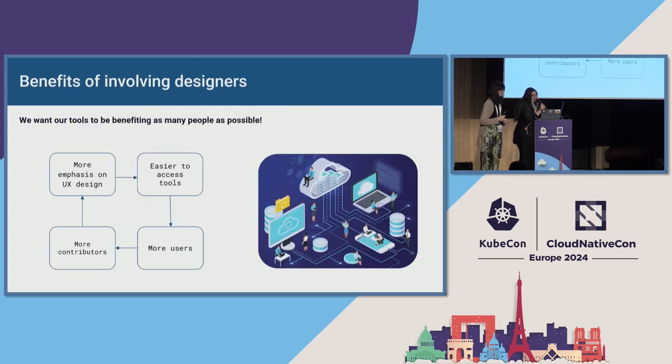Okay, so a bit of an overview of how designers can help open source. Basically, we want our tools to be benefiting as many people as possible. So I have this diagram here showing the positive feedback loop of why UX design is important. First, if you have more emphasis on design, you're going to end up with tools that are easier to access. Tools that are easier to access result in more people using your tools, and the more users you have, the more likely you are to have more contributors. So it just is a cycle that we want to keep continuing, right?